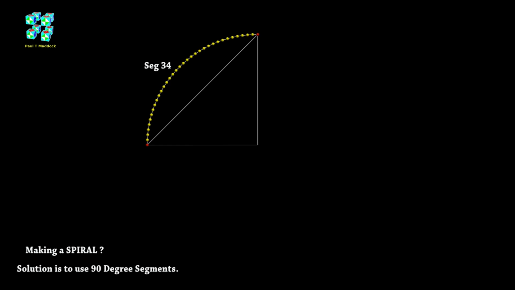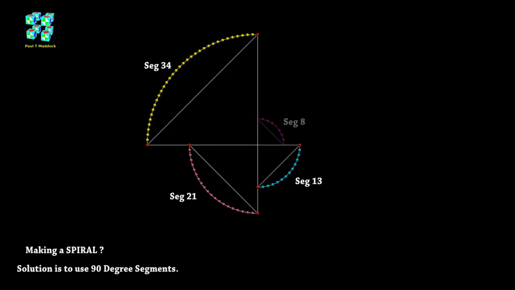So we start with arc 34. And the next one is going to be arc 21. And the next one is going to be segment arc 13. And the next one is going to be segment arc number 8. And the next segment arc is going to be number 5. We got one more to do, and that will be number 3. Okay, now we've got all the arcs.